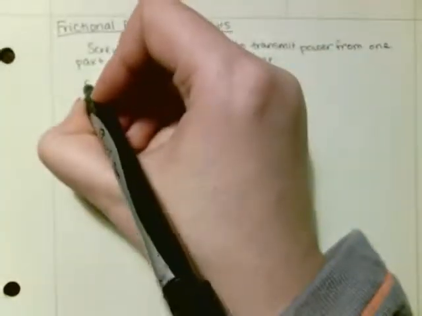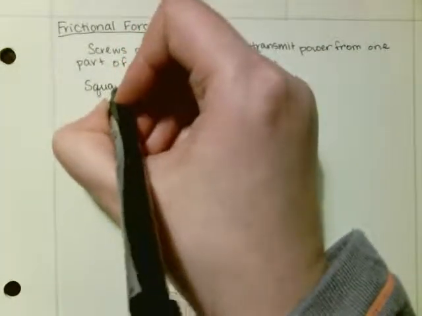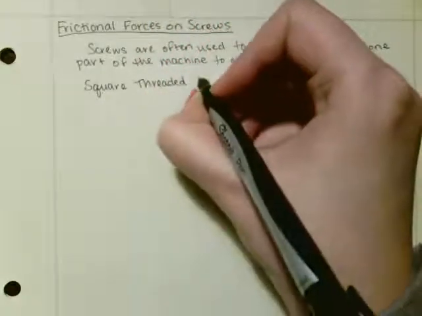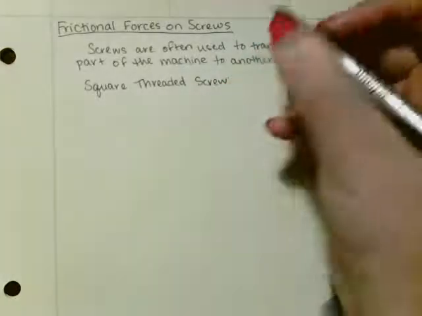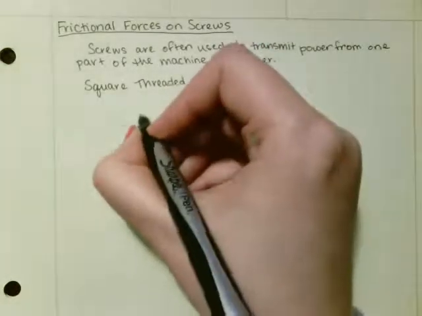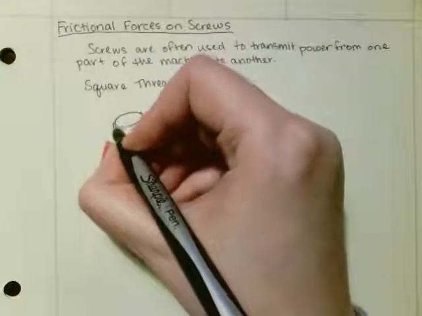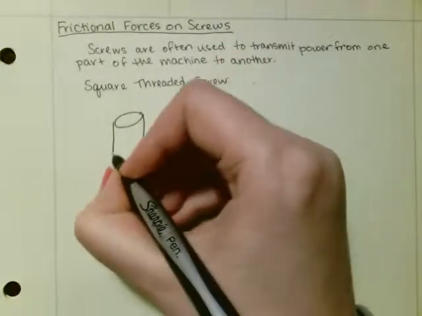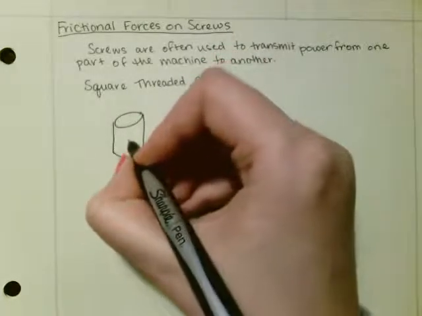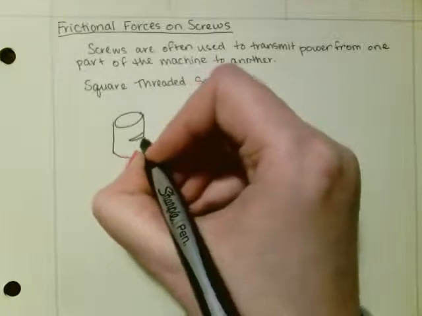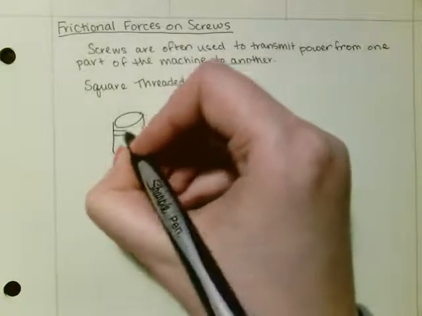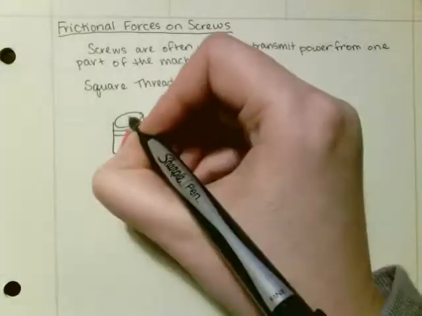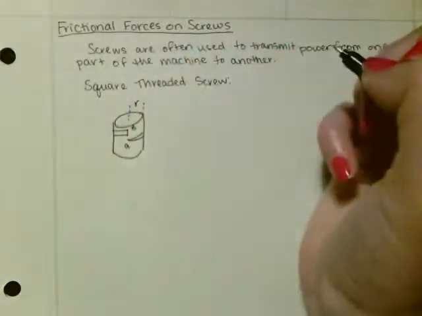So let's say we had a square threaded screw. We could model it as a cylinder which has an inclined square ridge wrapped around it. So this is point B, this is point A, the radius is R.